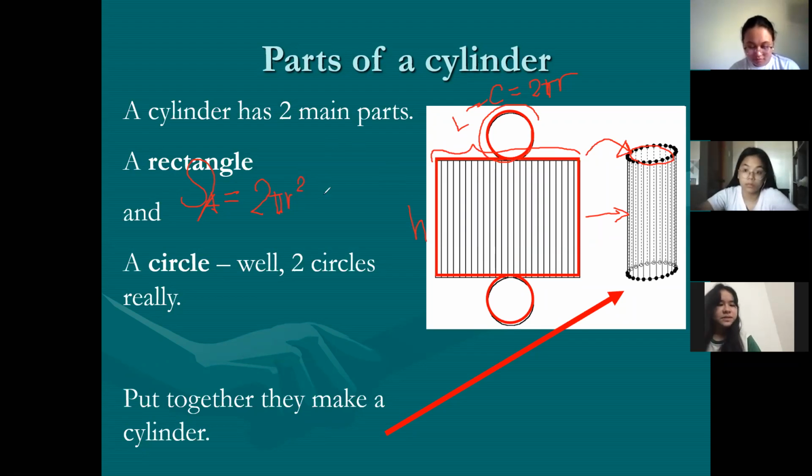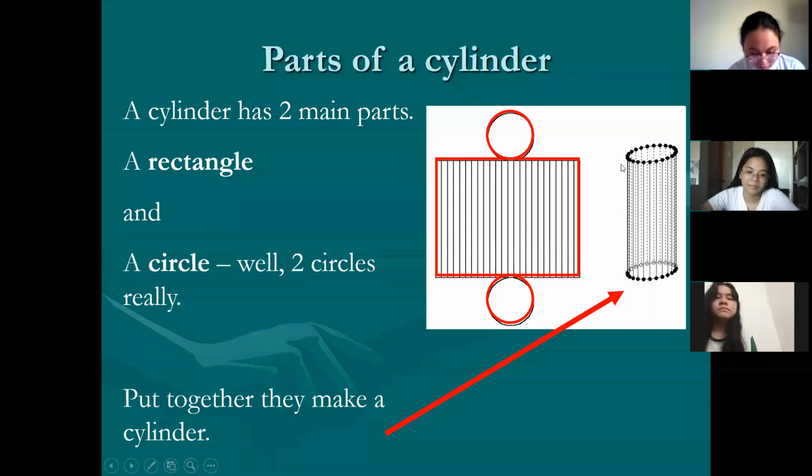Sorry, the formula is not 2 pi r squared. It is 2 pi r h, because that's the length and width, plus pi r squared for the area of one circle, times 2. That makes the total surface area, which I think is found in your module: 2 pi r h plus 2 pi r squared.